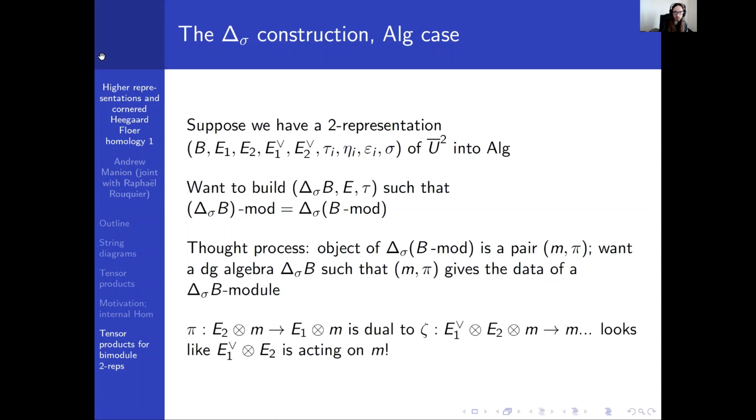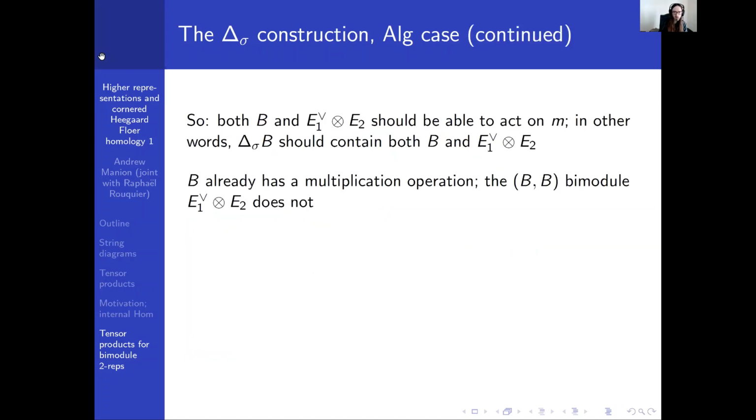And how am I going to do that? What is that pi in that data? Since I have an adjoint, pi from E2 tensor M to E1 tensor M would be dual to something that looks like E1 dual tensor E2 acting on M. So M is given as a B module, and B mod is already idempotent complete and pretriangulated, so it's okay. M is just a B module. And now the extra data pi should look like not just B acting on M, but also this E1 dual tensor E2 thing.